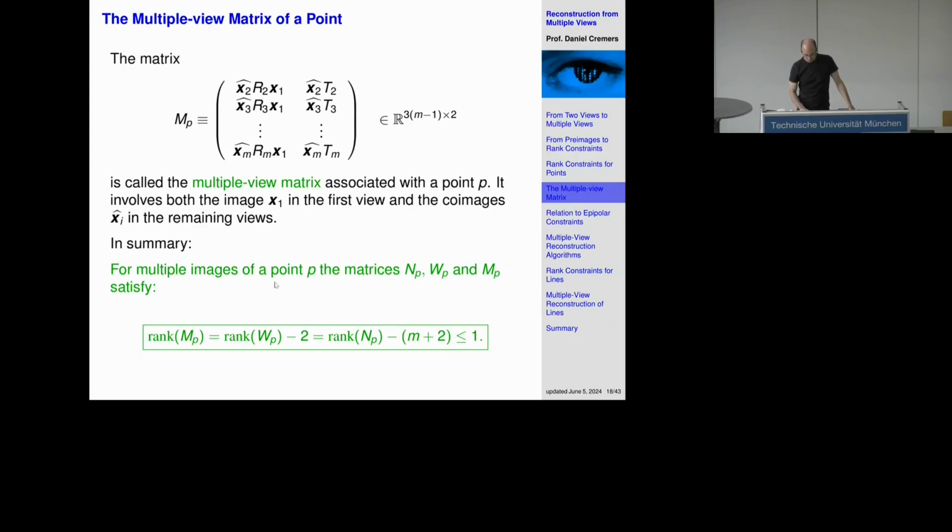So for multiple images of a point, we have these 3 matrices, and if it's a single point that is projected into multiple images and that we observe in these images, then these rank constraints must be fulfilled.